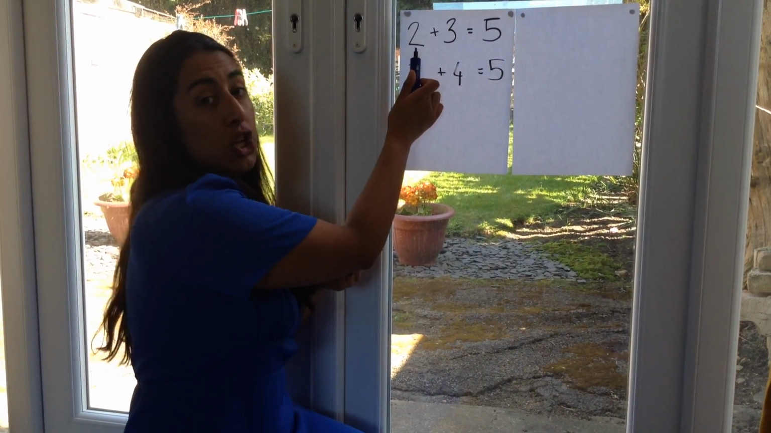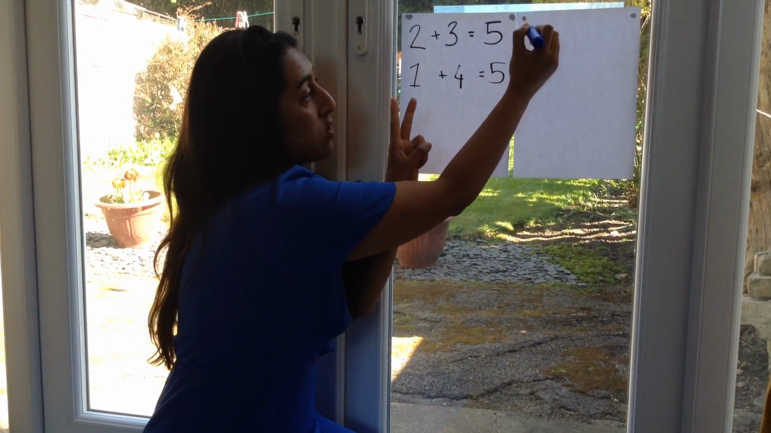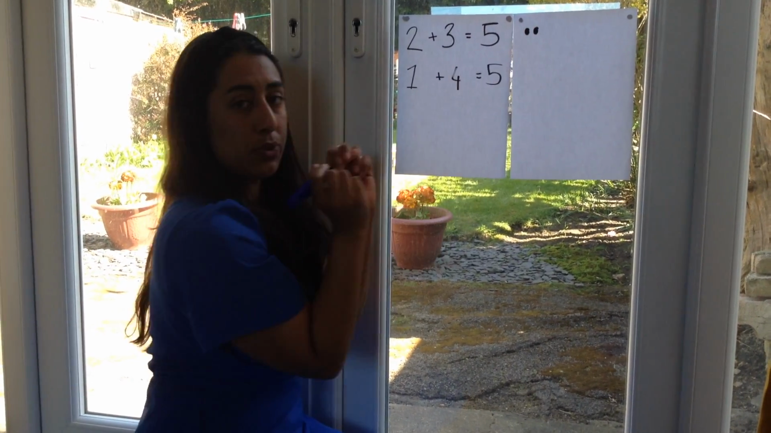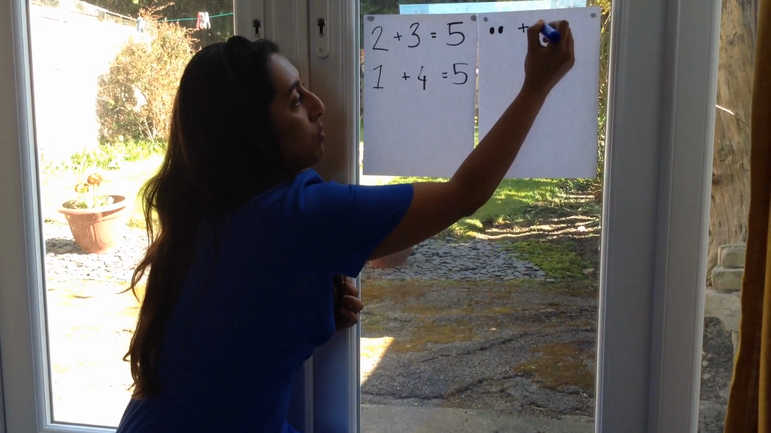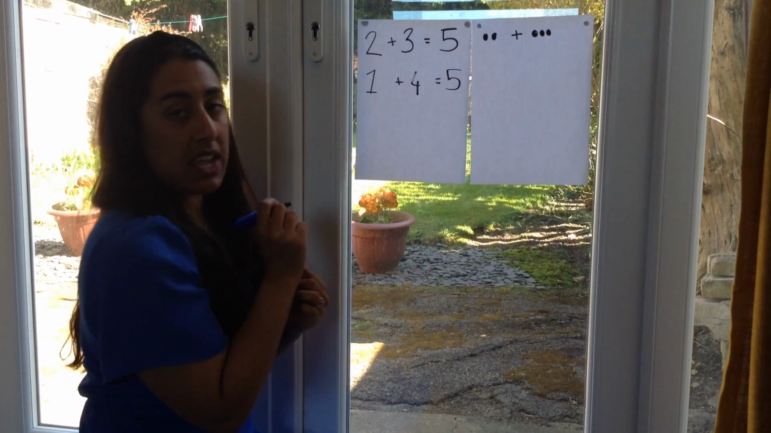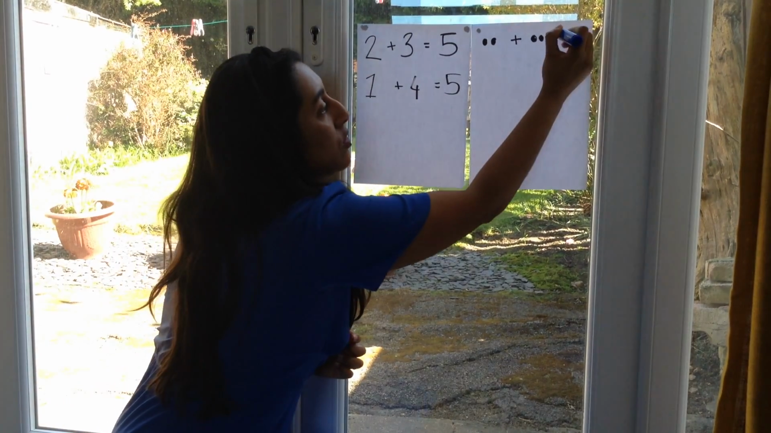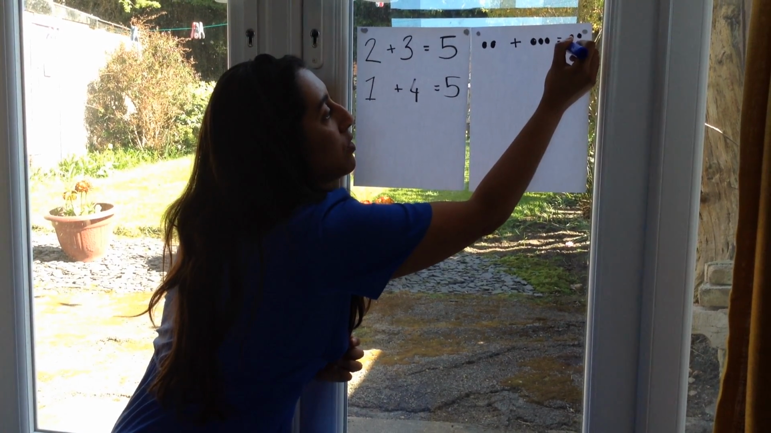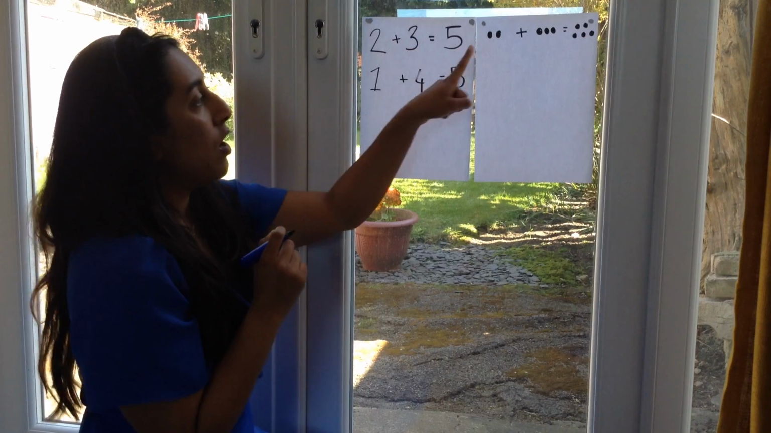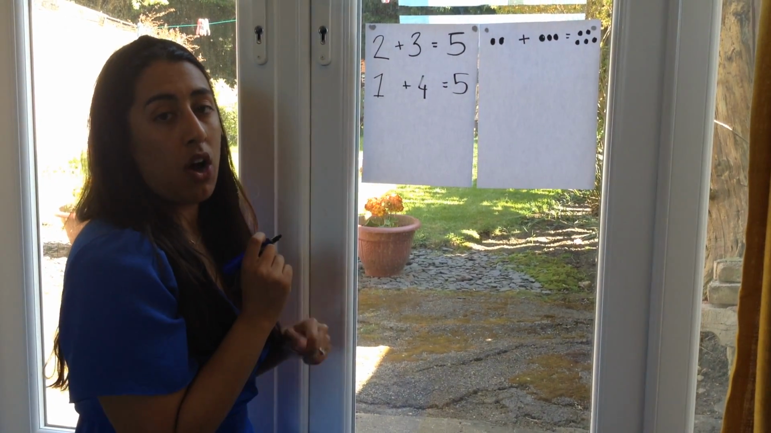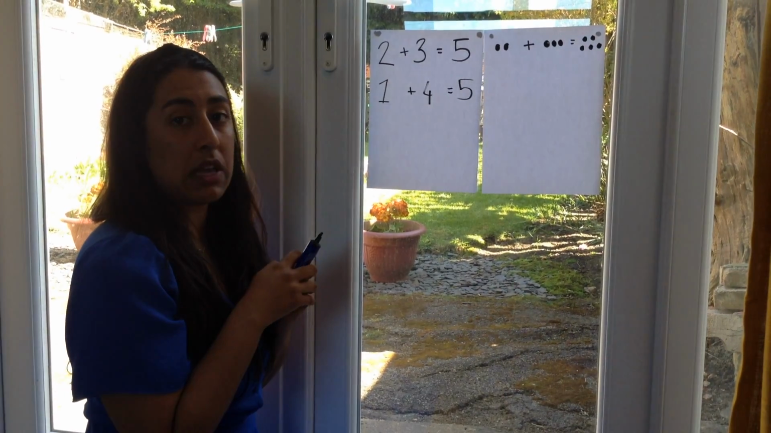So if I want to write 2 add 3, so if I want to write 2 fingers, I can do 2 spots. 1, 2. So 2 add 3, so I need 3 spots. 1, 2, 3, and then I count them. 1, 2, 3, 4, 5. So 2 spots add 3 spots equals 5 altogether. So you can either write the numbers or you can draw them in spots or lines or smiley faces or whatever way you think you want to show me your numbers.